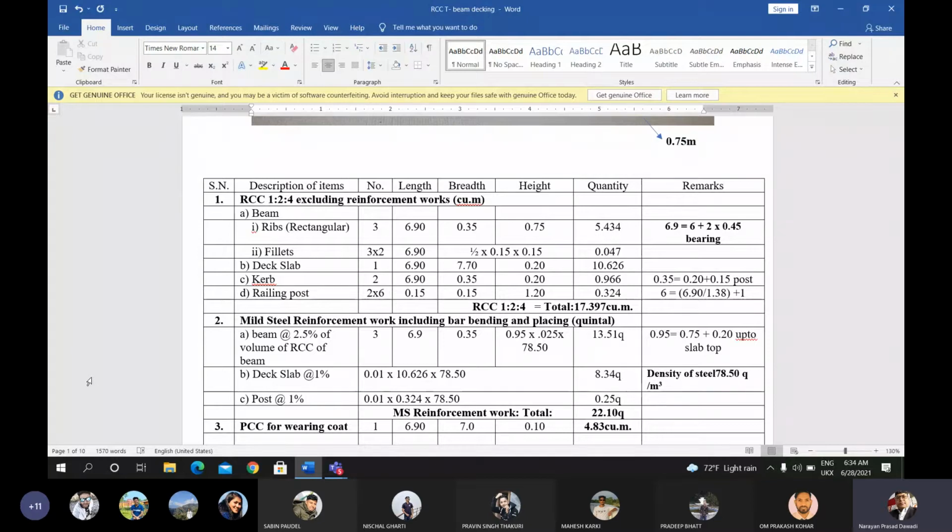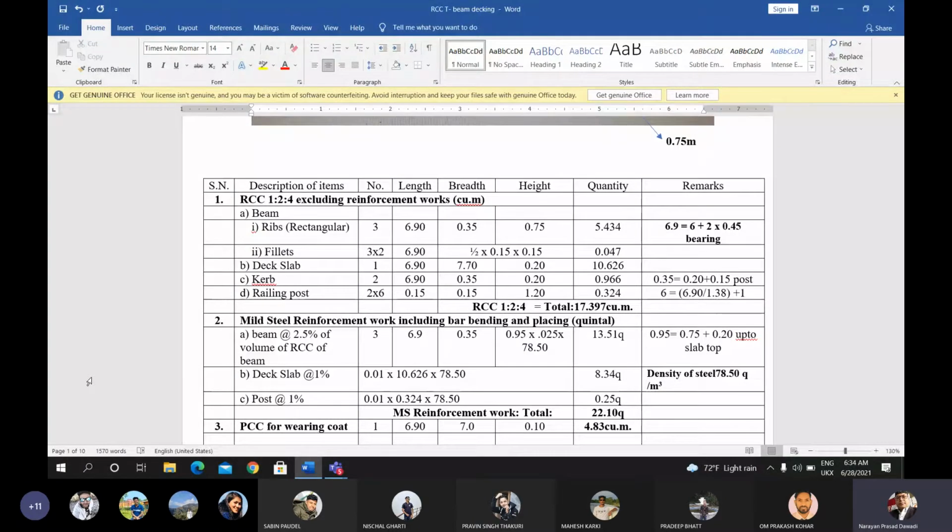Now the total RCC work will be 5.434, 0.047, 10.626, 0.966, 0.324. Add them all, you will get the value of 17.397 cubic meter. In the remark column, I have mentioned how I calculate 6.9.